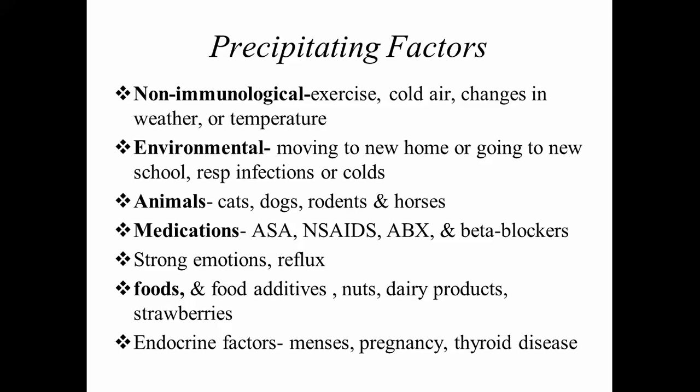Respiratory infections, or if a person gets a cold, can definitely trigger an asthma episode. Animals like cats and dogs can also be a trigger. Now, there are dogs that are considered to be hypoallergenic. These dogs have hair instead of fur, so they don't shed. So these types of dogs, hypoallergenic dogs, we would recommend for people if they really are insistent on having a dog.